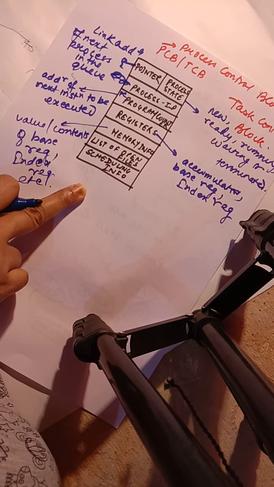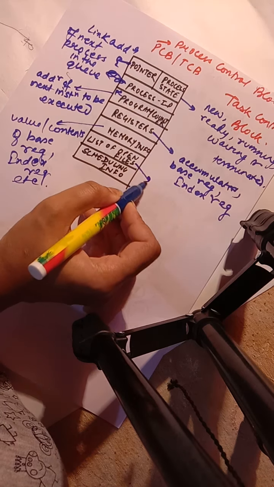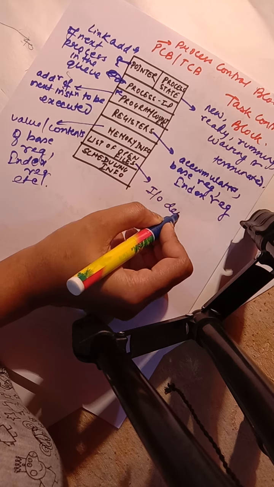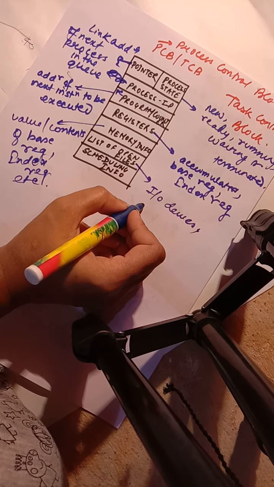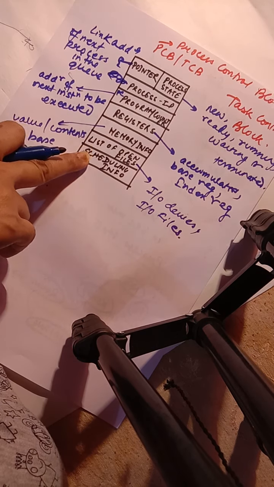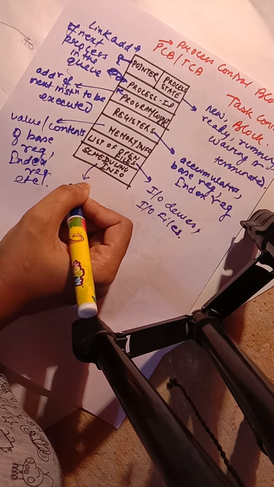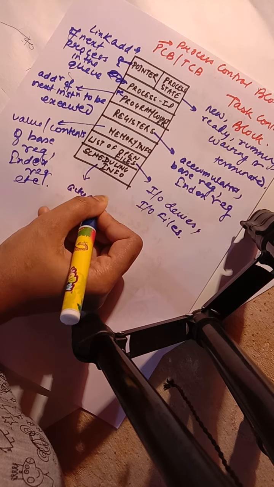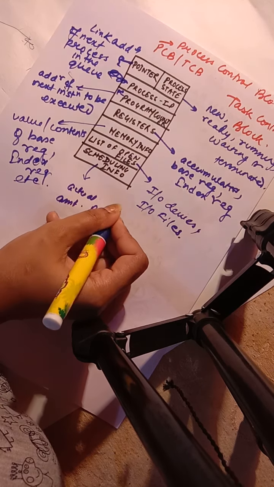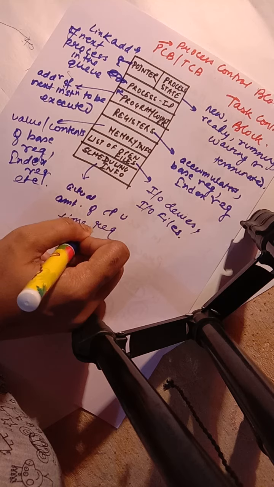Now, the list of open files. This list of open files consists of the information about the different input-output events, input-output devices, then IO files. All this information is stored in the list of open files. What does the scheduling info consist of? It consists of information about the actual amount of CPU time required and some real-time information.